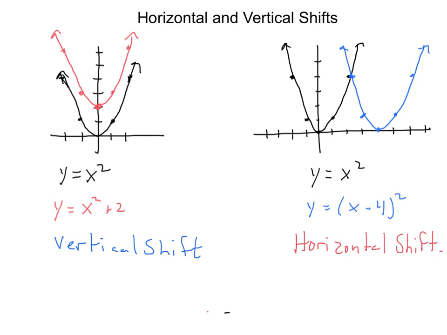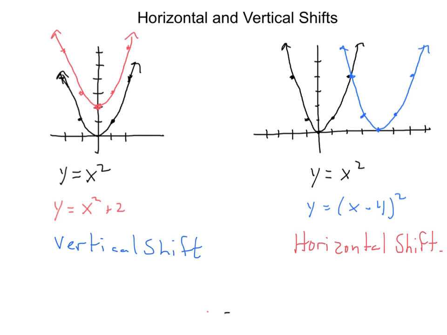Now, the other thing I'd like you to notice, and this is another key part, when I talk about horizontal and vertical shifts, I will often talk about the transformation being inside the function or outside the function. In terms of the vertical shift that I have right here, the +2, I talk about that being outside of the function. I had x squared, and then the +2 came after that. In the horizontal shift, you notice it is inside the function.